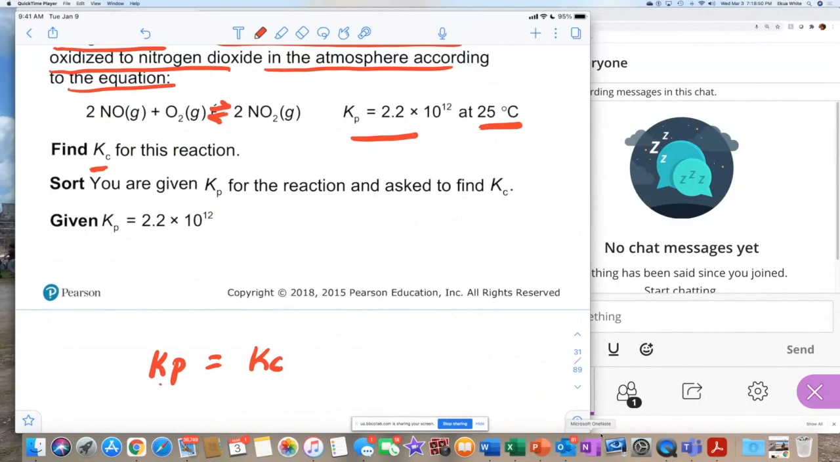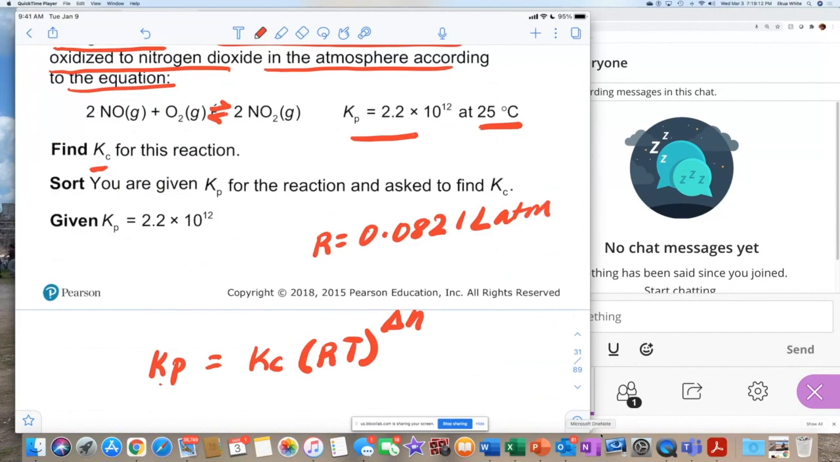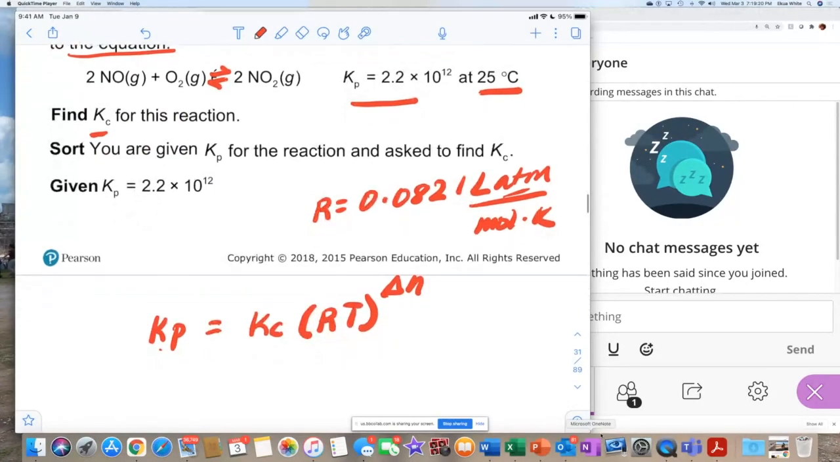Okay, Kp equals Kc (RT) to the power delta N. That's it. So the R you have here, since we're dealing with gases, you've got to use the 0.0821 liters times atmospheres over mole times K, because of atmospheres, right? This is the R that works. The other R works with joules. Okay, we got our R.